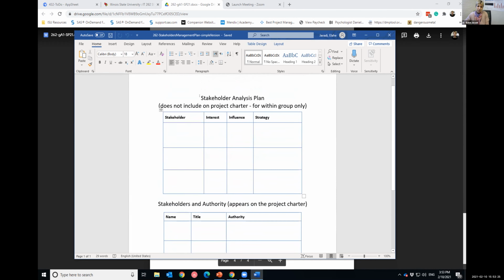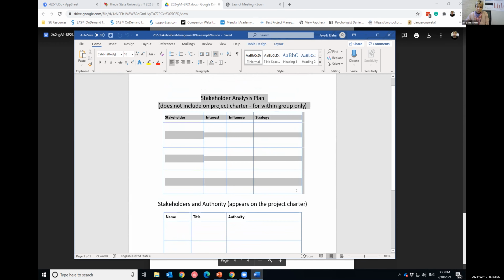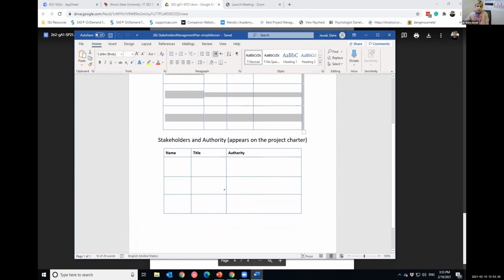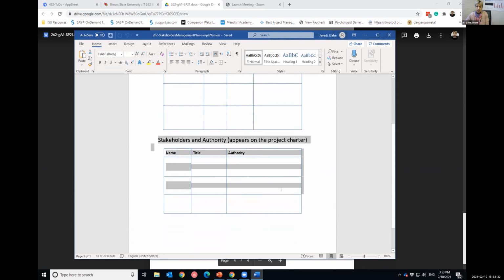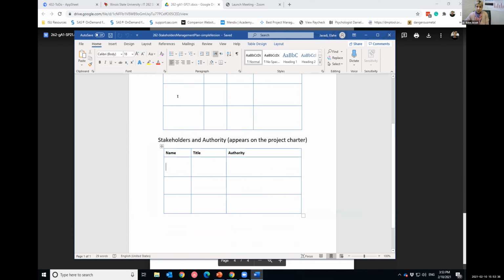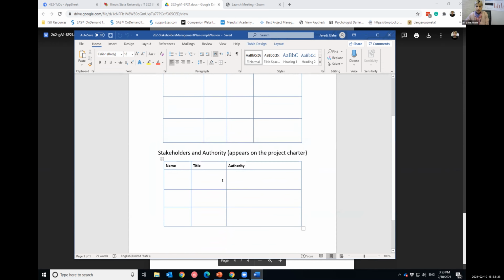So this first table would be for your project members and you. And the second one is the one that goes onto your project charter. Again, you can pick the same stakeholders, just list their name or come up with a name because I haven't given you the name. List their title and list their authority, in terms of how they have power over your project.